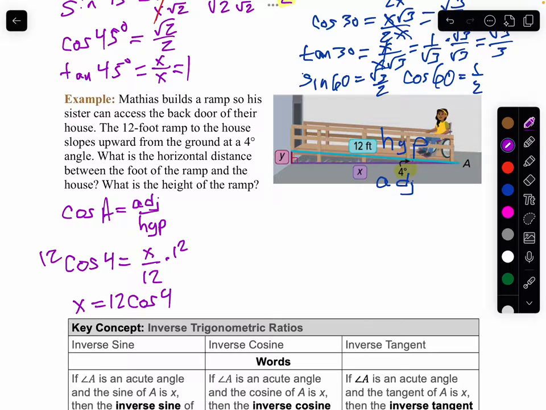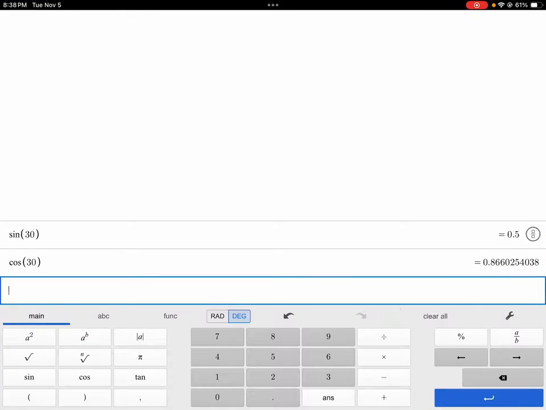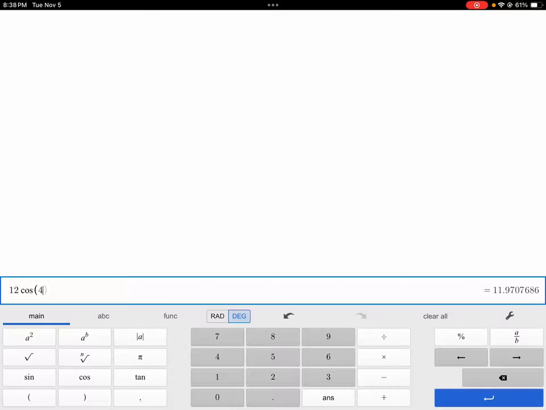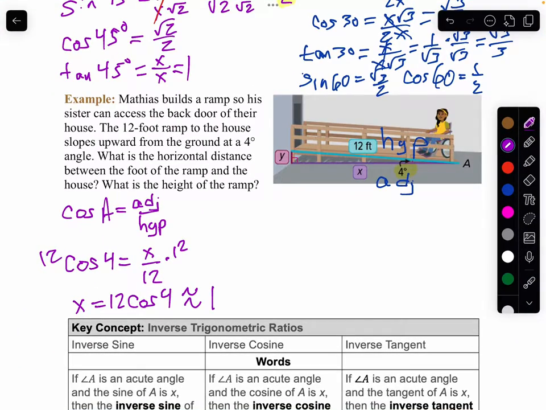To find the horizontal distance, because we usually don't say that distance is 12 times the cosine of 4, we want a number. Remember, that's going to be a wavy equal sign I'm making, so it means I'm rounding it. So now I just type in my calculator and do what it says. I go 12, function, cosine, and the 4 goes in the parentheses. And we get about 12 feet, don't we? 11.97, we're going to say that's 12 feet. So that's the horizontal distance.